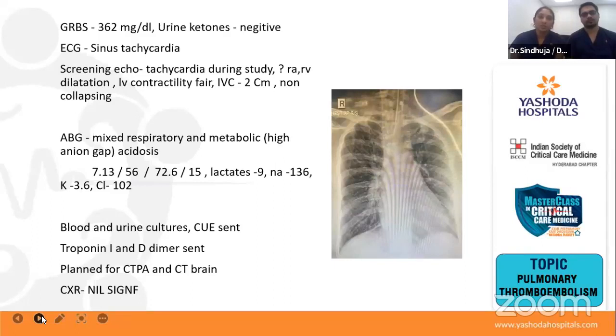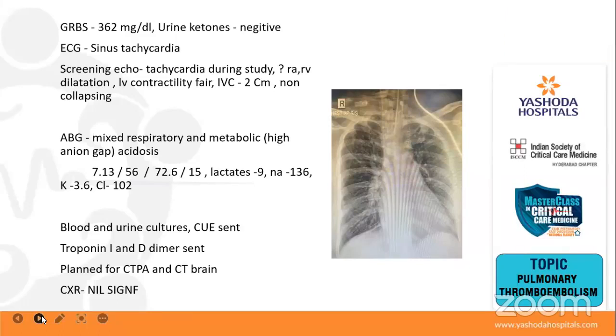ECG showed sinus tachycardia. Screening echo at the time, she had tachycardia during study. Query RA, RV dilatation. LV contractility is fair. IVC is 2 centimeter, non-collapsing.